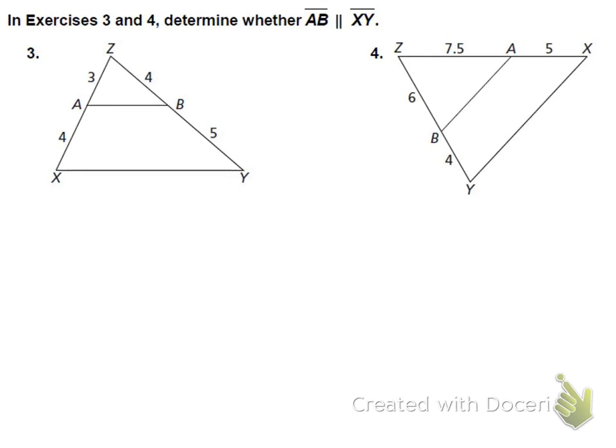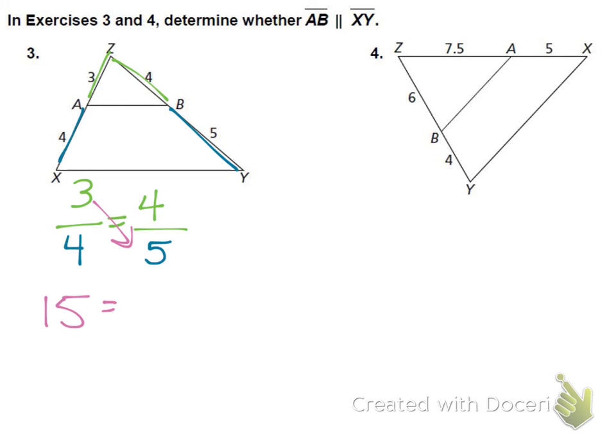So we're going to do 3 over 4 and see if it equals 4 over 5. You can outright see that these are not the same, but here's a way to check on bigger numbers, like you're going to have 7.5 and 5 and 6 and 4. You can multiply. 3 times 5 is 15. 4 times 4 is 16. Do those two equal each other? No, so these are not proportional. So we can say not parallel.